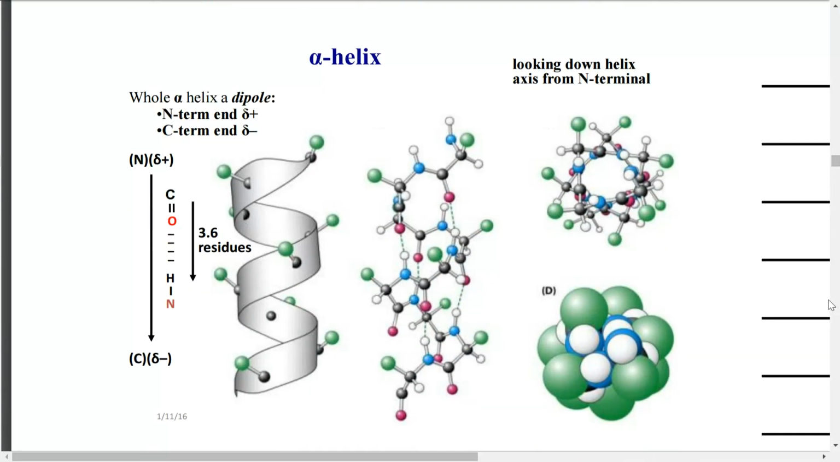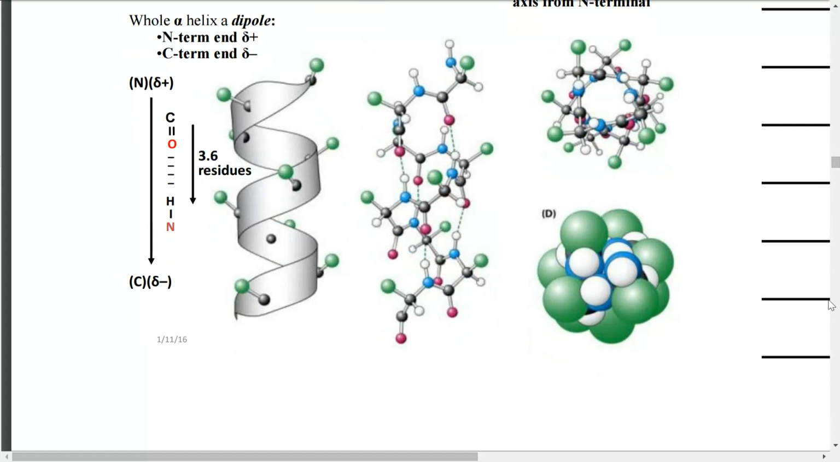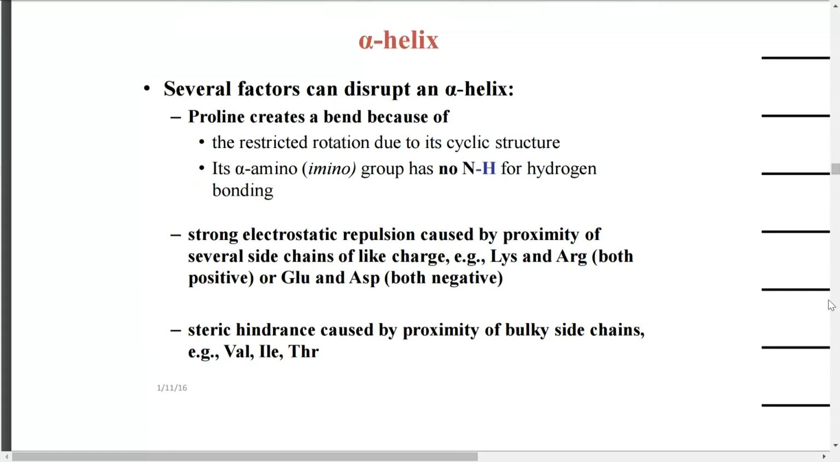Okay, in simpler forms, it looks like this. If you look down through the center, you will see that there's a 4 with the R groups hanging out. So very elegant structures. Linus Pauling was the one who came up with the alpha helix, one of his 2 Nobel Prizes.